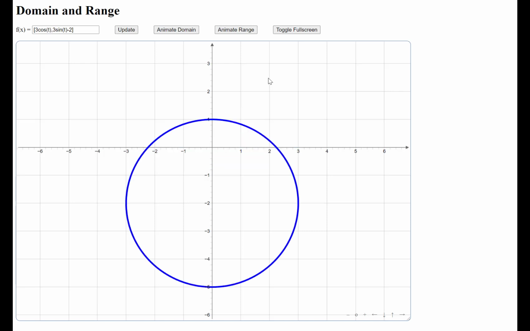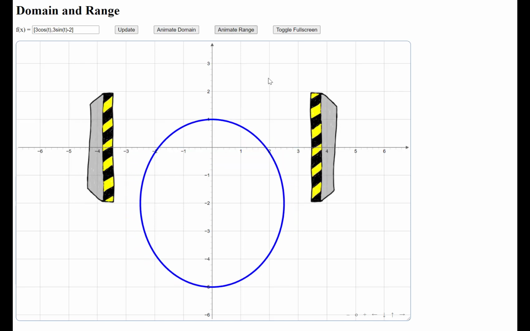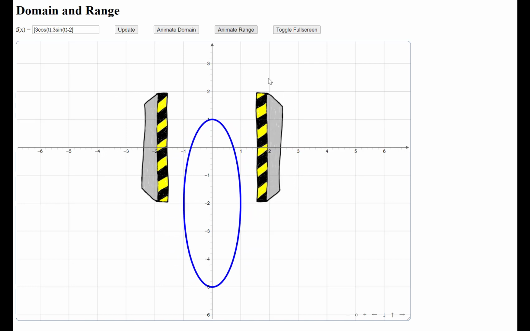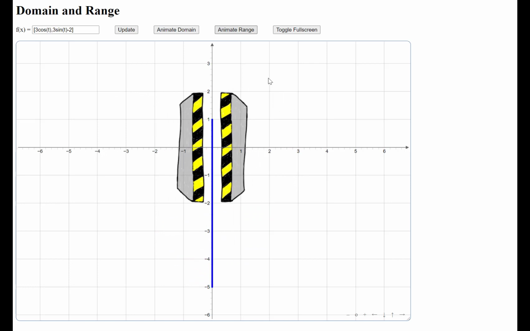Similarly, if we could do the same for the range, if we could just smash all of the points that exist in the y up against the y-axis, that set of points that results is the range. So the range here is from -5 to +1.